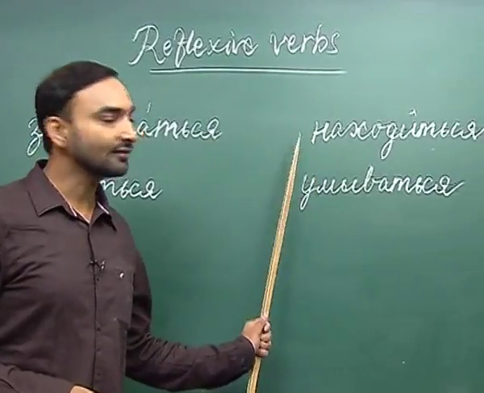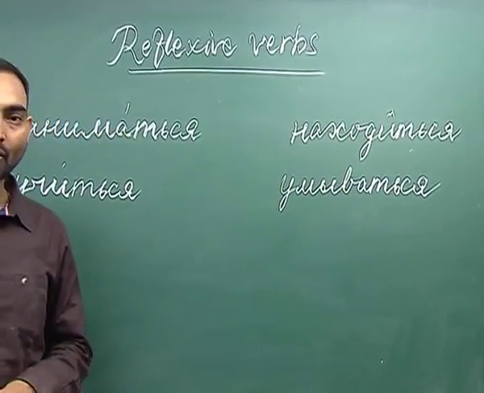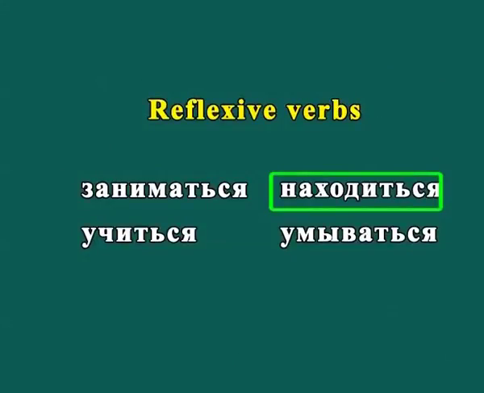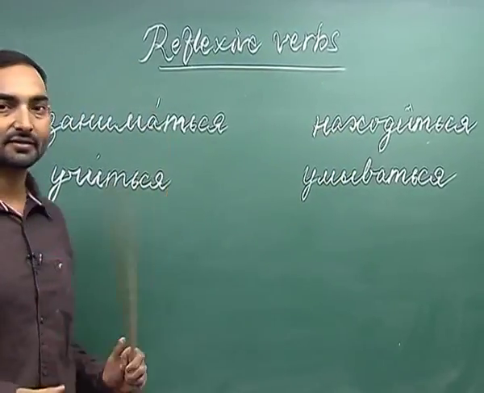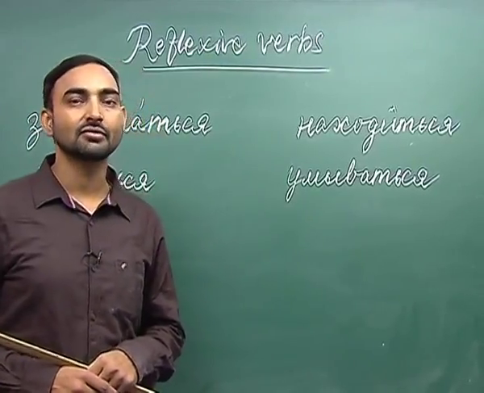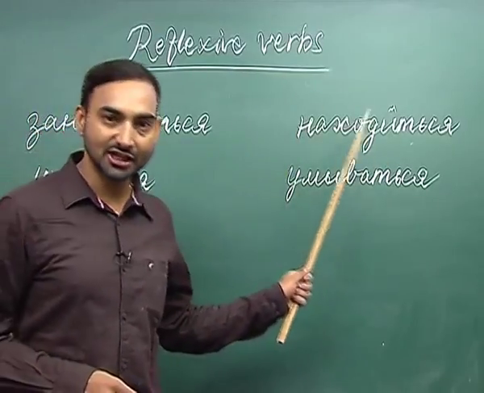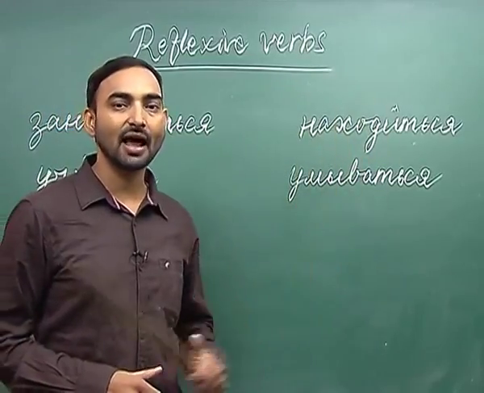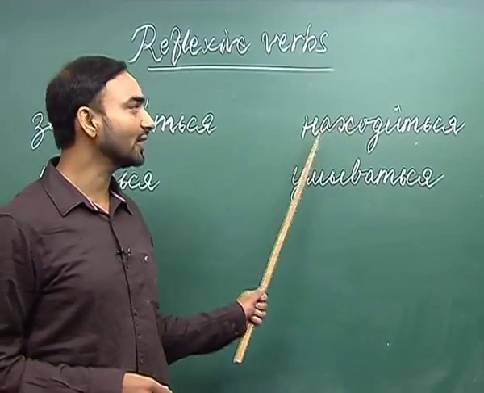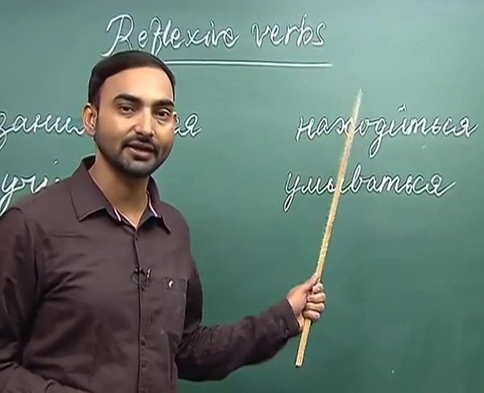The next reflexive verb is nakhoditsya. Nakhoditsya is to be situated or to be located. And how do we conjugate nakhoditsya? Again it will follow the same pattern as we have done with uchitsya. So, it belongs to the second conjugation. Ya nakhozhus', nakhodishsya, nakhoditsya, nakhodimsya, nakhodites' and nakhodyatsya. So, this is how we conjugate nakhoditsya, which means to be situated or to be located.